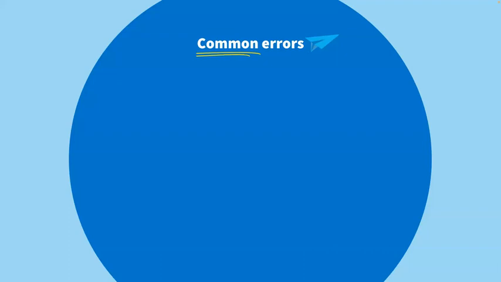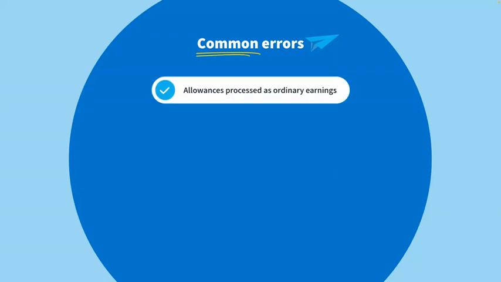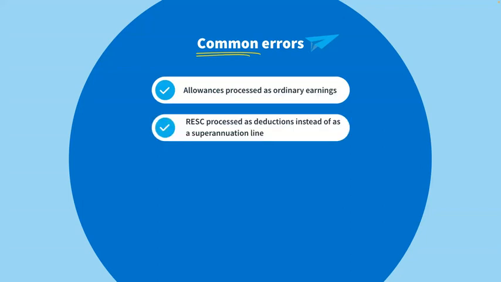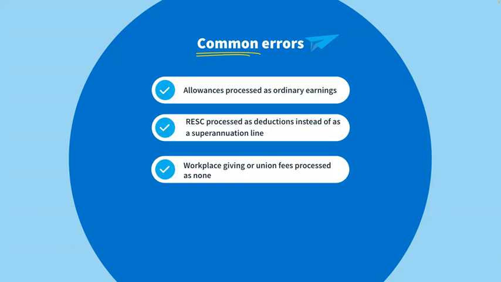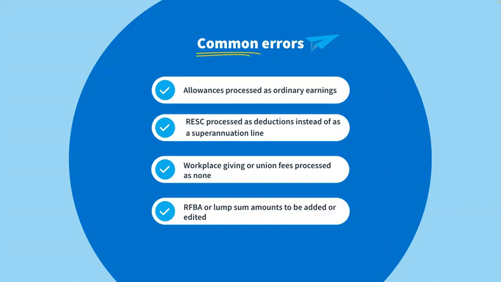Now, while we like to hope everything's ready to finalize, sometimes we do find mistakes and we need to rectify them. Some common mistakes we see at the end of year include allowances processed as ordinary earnings or vice versa, RISK processed as deductions instead of as a superannuation line, workplace giving or union fees processed as one or the other way around, and RFBA or lump sum amounts to be added or edited.